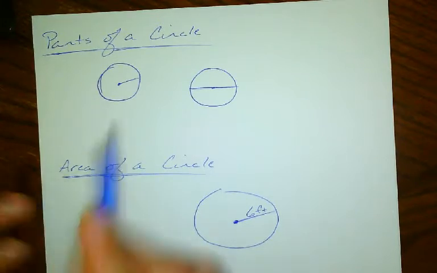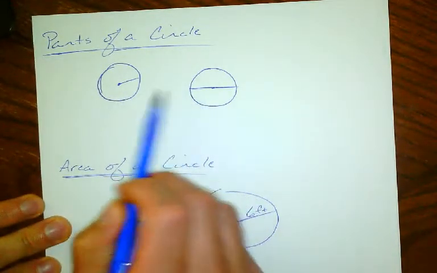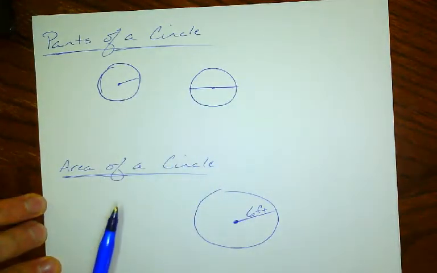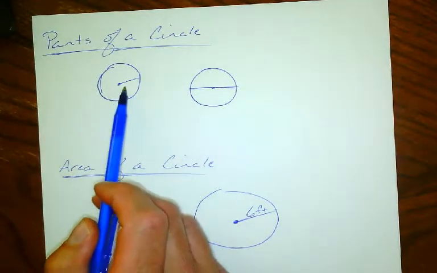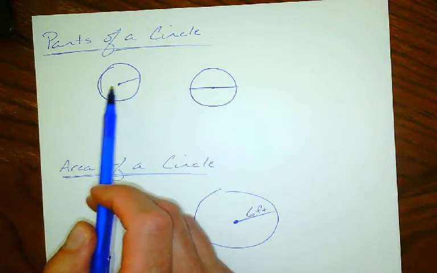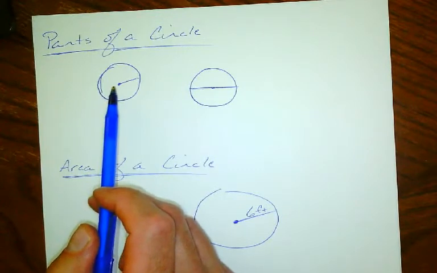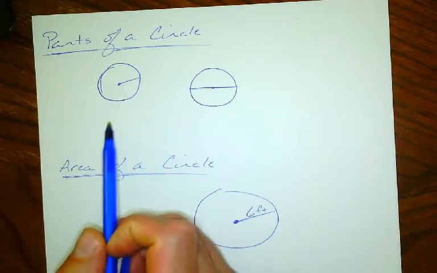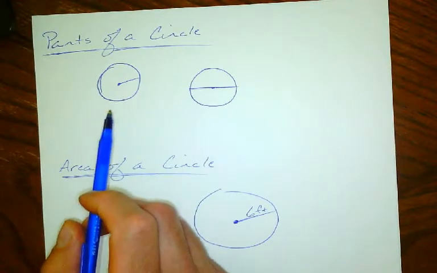I have two horribly drawn circles right here. Unfortunately, I'm running out of paper at home, so I don't want to redraw them. So imagine these are perfect circles. The definition of a circle is a set of points equidistant from a center point. Not super important for today's lesson, but I thought I'd share that with you.